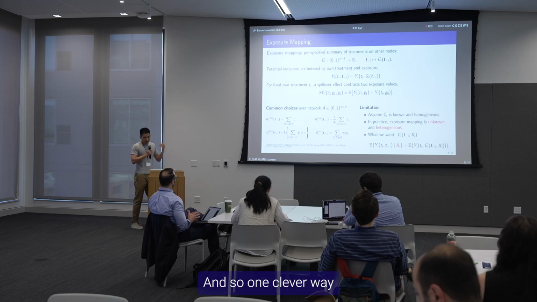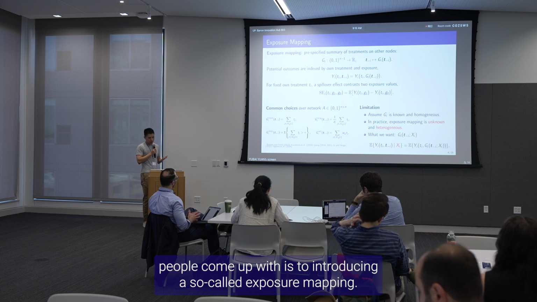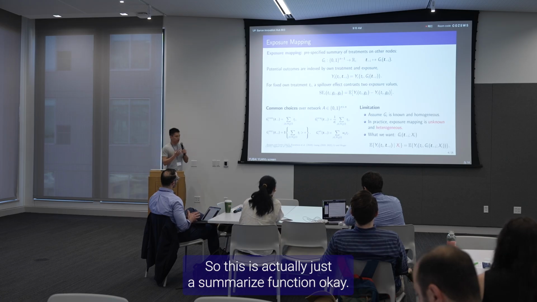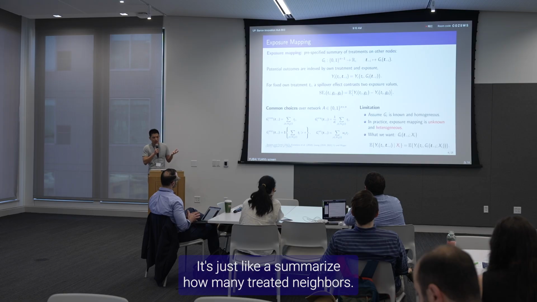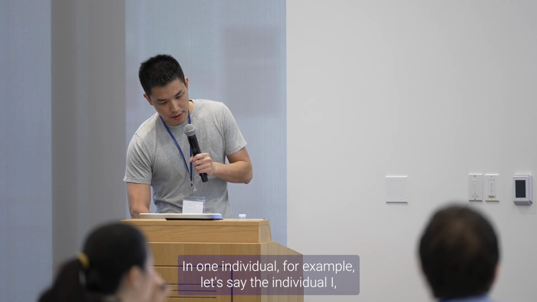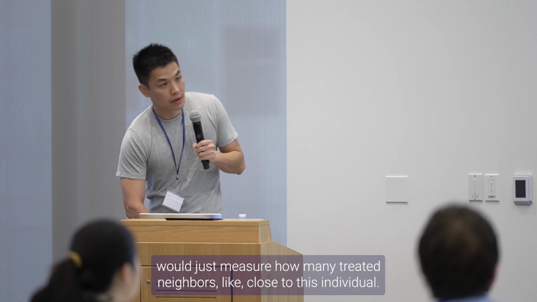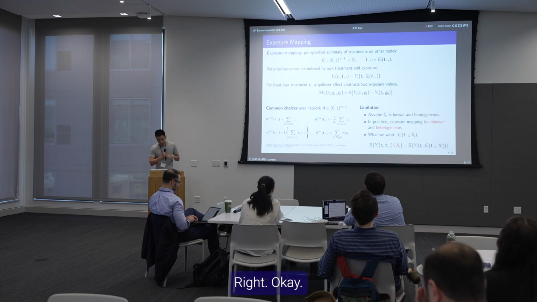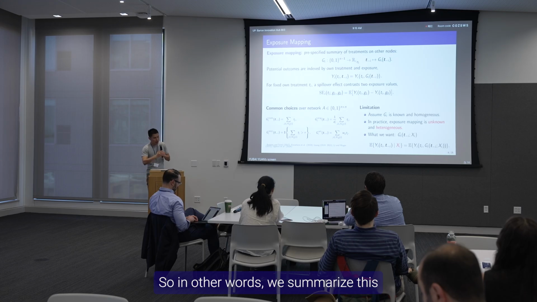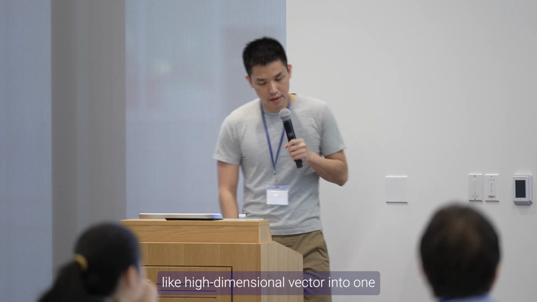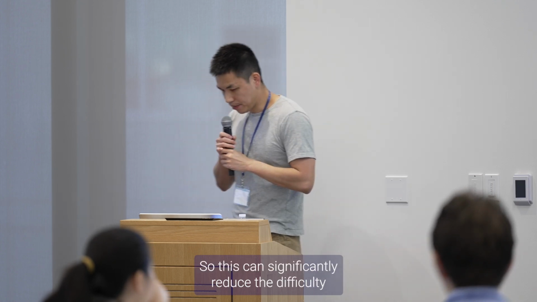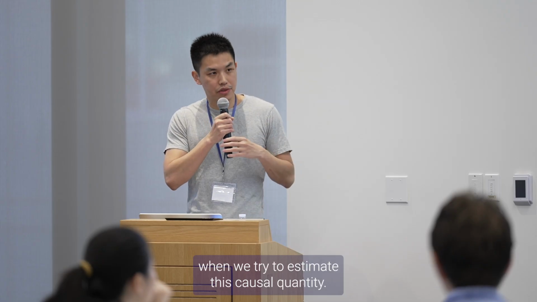So one clever way people came up with is to introduce a so-called exposure mapping. This is actually just a summary function, like summarizing how many treated neighbors an individual has. For example, for individual i, we just measure how many treated neighbors are close to this individual i. In other words, we summarize this high dimensional vector into one numerical value, so this can significantly reduce the difficulty when we try to estimate this causal quantity.